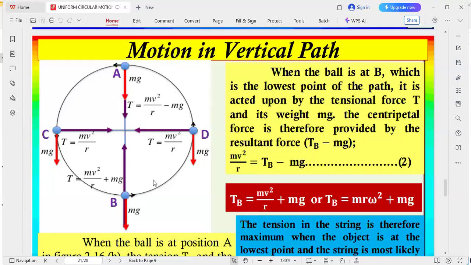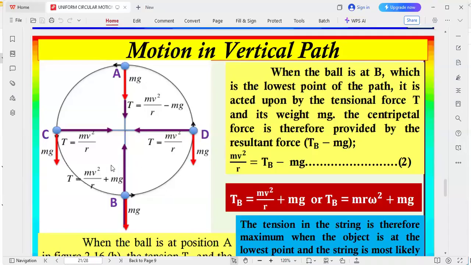When we go to B, we can see that weight is acting in the opposite direction to tension. They are opposing each other. Therefore, we can say that centripetal force Fc equals tension minus mg because they are opposing each other. So mv squared over r equals T minus mg. Therefore, T equals mv squared over r plus mg. So down here we add, up here we minus. C and D is just mv squared over r.